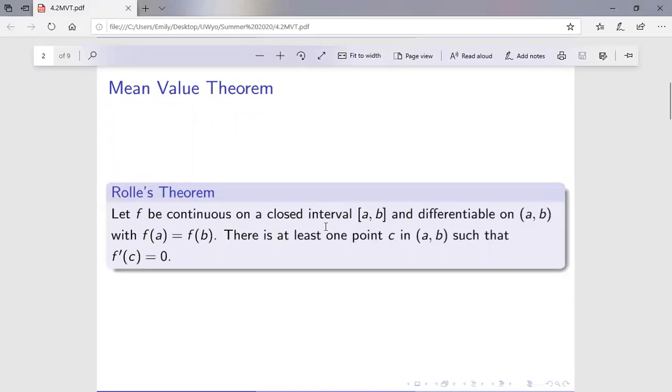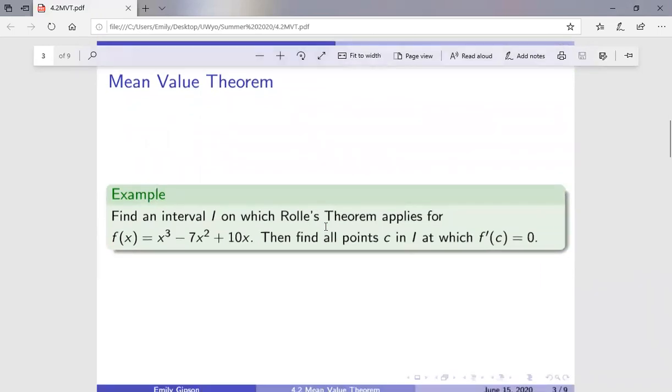So let f, our function, be continuous on a closed interval, that is, including a point A and including the point B and all the points in between, and differentiable on the open interval A to B, with f of A equals f of B. Then there is at least one point, if not more, C within A to B, such that f prime of C equals 0. Now, what does this mean? It's going to mean something very important, and it makes more sense when we look at a graph.